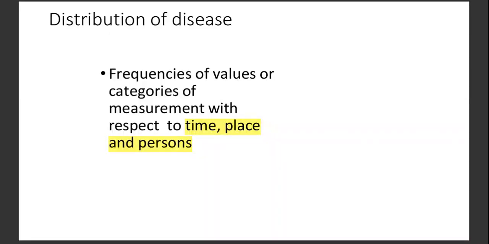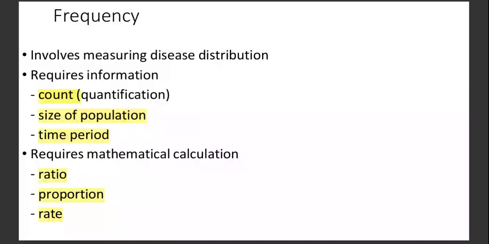Now, the distribution of disease: when you're talking about the distribution of disease, it's the frequencies or values or categories of measurements with respect to time, place, and person. That's a distribution. You are not only looking at the place where the disease is found, but also the persons that are affected and the time period when people are affected, maybe in the morning or in the summer or in the winter, right?